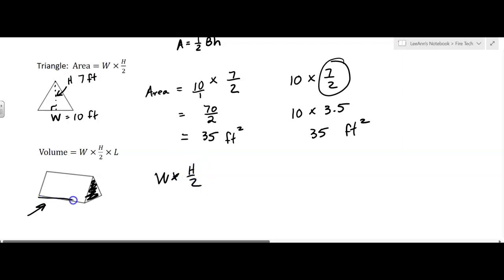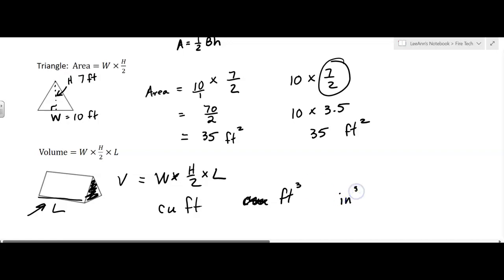But then it's going to have a length to it. So how long is that package of Toblerone? Or maybe that's not how you say it. But anyway, that triangular candy. And so we multiply by L to get the volume. And then this is going to be a cubic measurement, cubic feet or cubic inches. They usually write it this way, feet cubed or inches cubed.